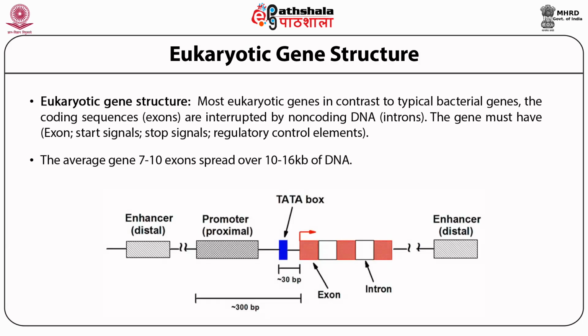Let's know about the eukaryotic gene structure. Eukaryotic genes compared to bacterial genes are a little different, because bacterial genes don't have introns, whereas eukaryotic genes have two different parts. One is the coding regions, which are known as the exons, interrupted by the non-coding regions, which are known as the introns. In addition to that, a gene must have start sites, stop signals, and regulatory elements. This cartoon shows you the typical eukaryotic gene structure.